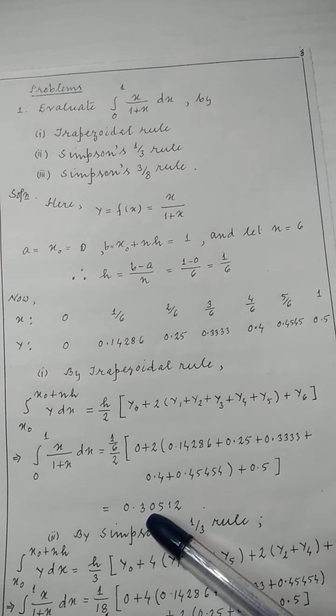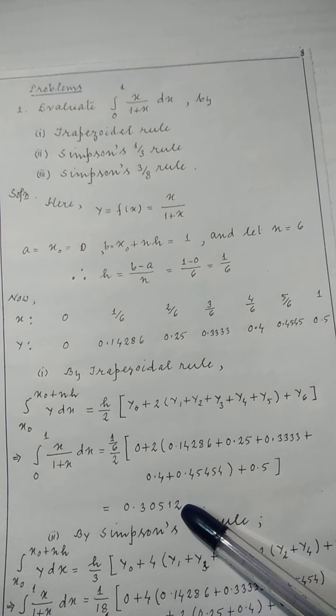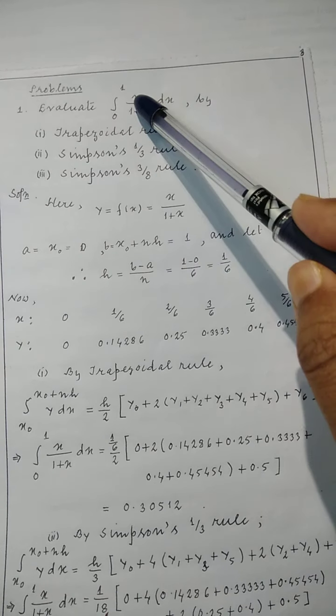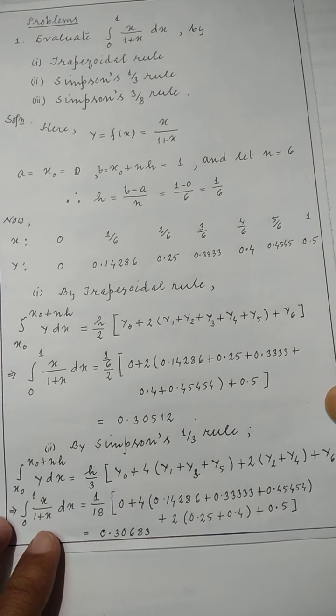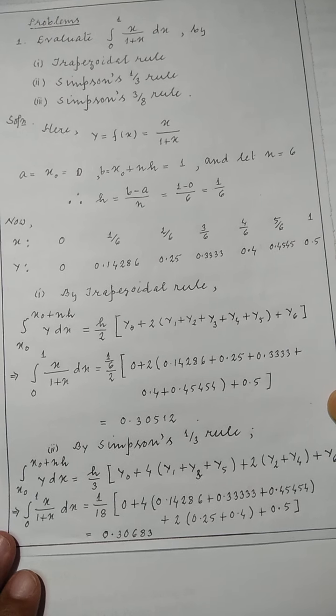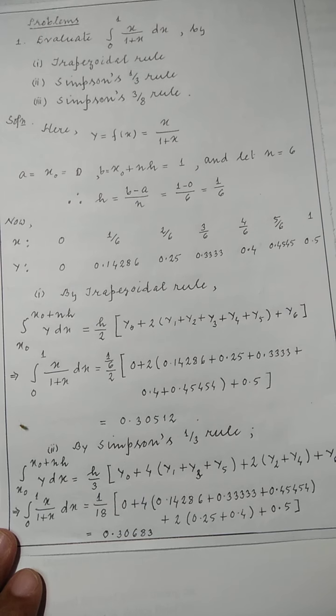You will get 0.30512. So this way you will get the value of this definite integral using the trapezoidal rule. Okay, next let's find out the value of the same integral using Simpson's 1/3 rule.